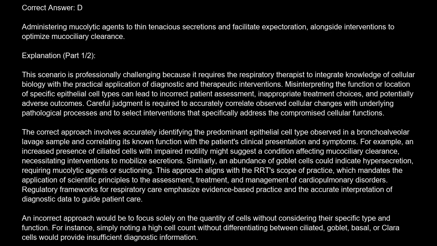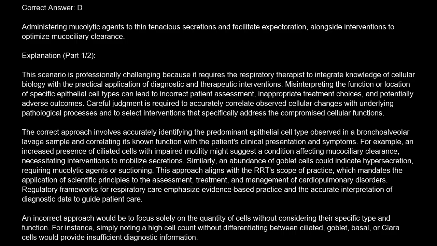The correct answer is D. Administering mucolytic agents to thin tenacious secretions and facilitate expectoration, alongside interventions to optimize mucociliary clearance. Explanation: this scenario is professionally challenging because it requires the respiratory therapist to integrate knowledge of cellular biology with the practical application of diagnostic and therapeutic interventions.